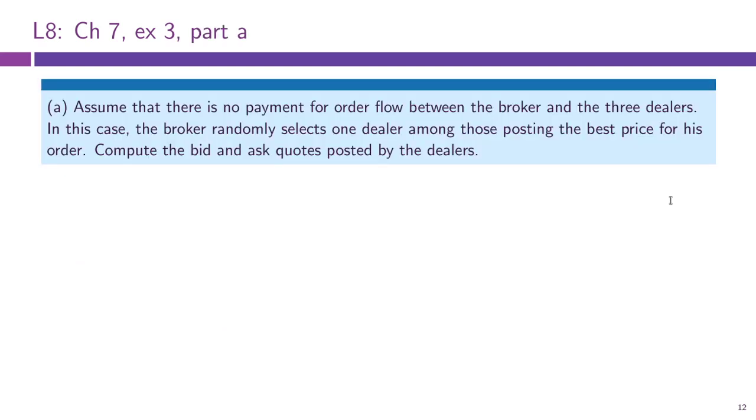So in part A, we want to assume that there is no payment for order flow between the broker and the three dealers. In this case, the broker randomly selects one dealer among those posting the best price for his order, and we need to compute the bid and ask quotes posted by the dealers. As usual, the question to you: how do we compute bid and ask quotes in this case? And this model must remind you of something that is really well known to you by now. So tell me.